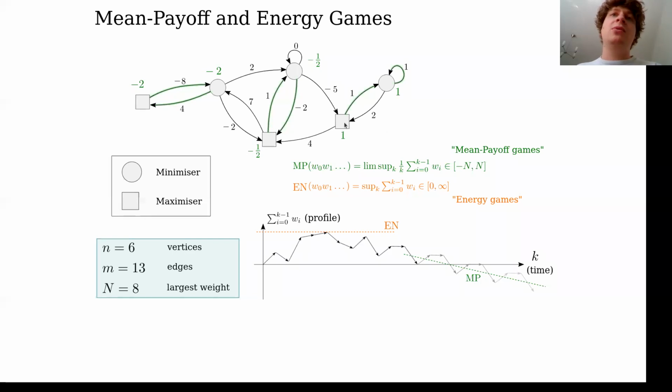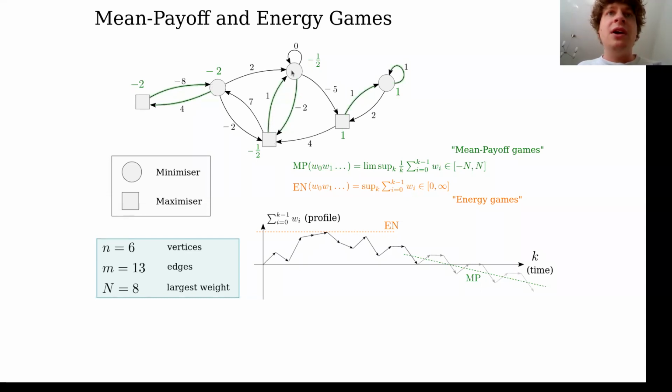And now from here, the maximizer's best choice is actually to go there, and this gets him a mean payoff value of 1. Now what's left is the middle part. From this vertex, the maximizer can either go up here or go here to the left. We have seen that if he goes to the left, then the minimizer can enclose the game in this part, and we would have value -2.